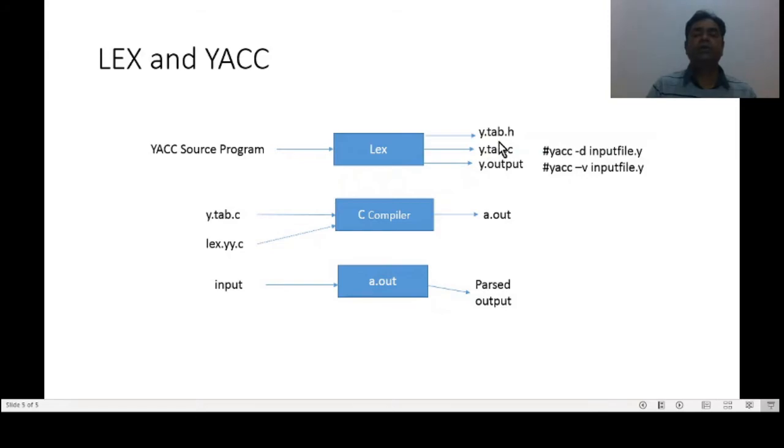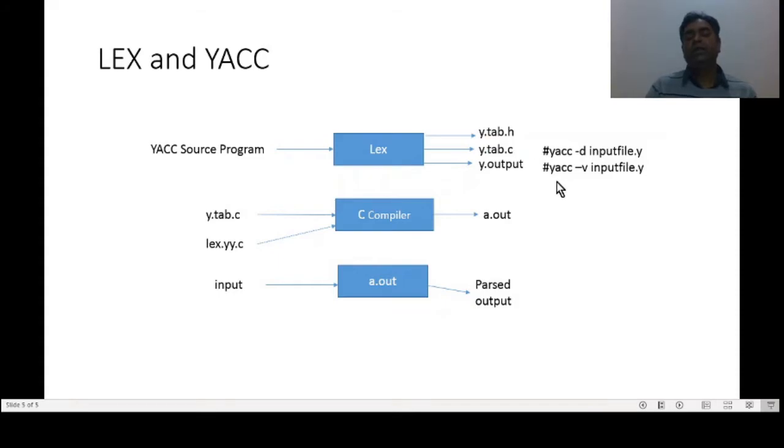Basically in y.tab.h, some global variables that are declared in the .y file but used by the .l file are declared. It just makes it simple to communicate between Lex and Yacc. If some variable is declared in Yacc, it can be used in Lex also by using y.tab.h.